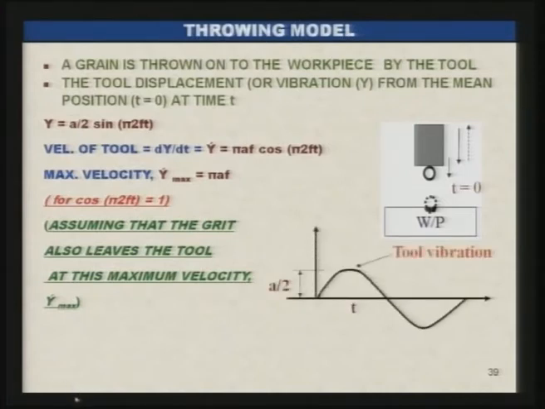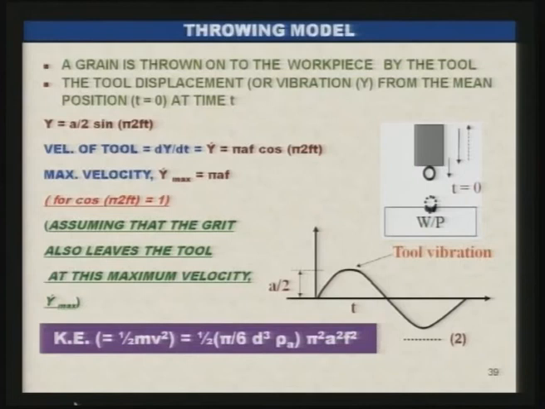This shows the tool vibration, where amplitude of vibration and the time both are shown. Now, from this we can find out the kinetic energy contained by the abrasive particle. We already know kinetic energy is given by half m v square, where m is the mass of the abrasive particle, and v is the velocity of the abrasive particle with which it is moving towards the workpiece or hitting the workpiece.